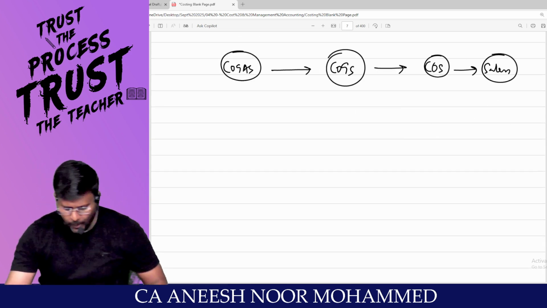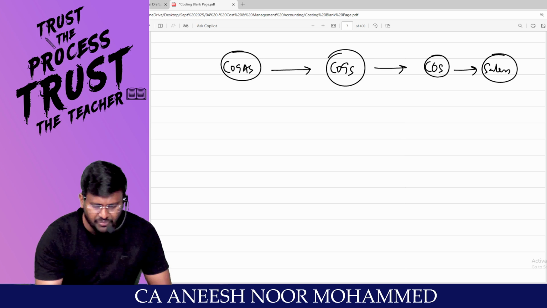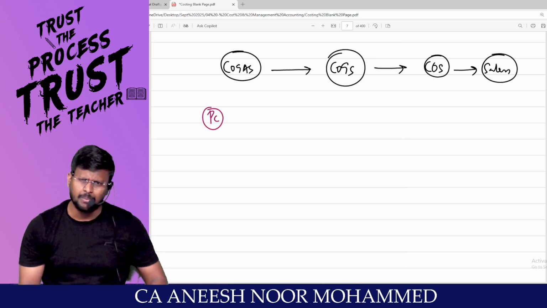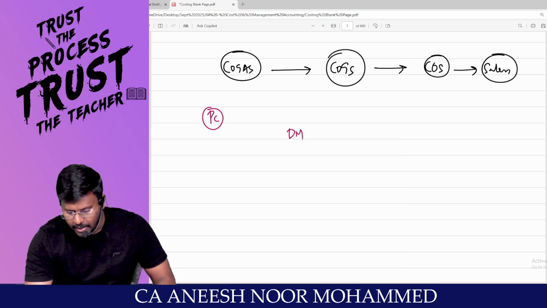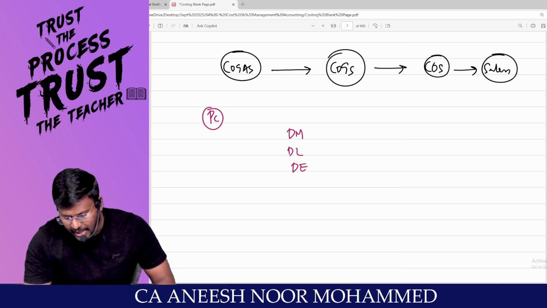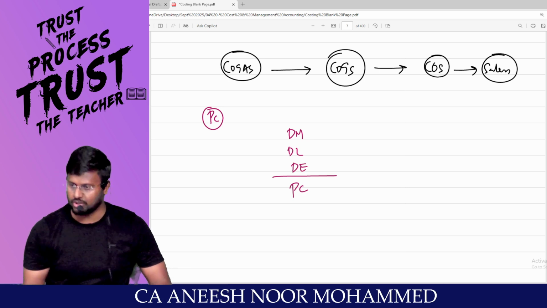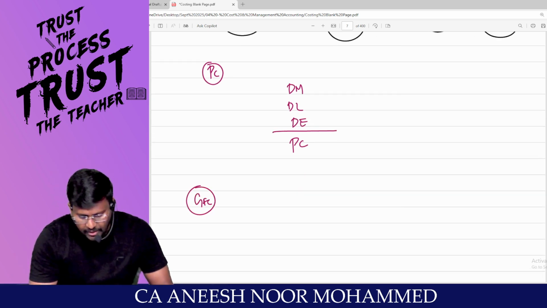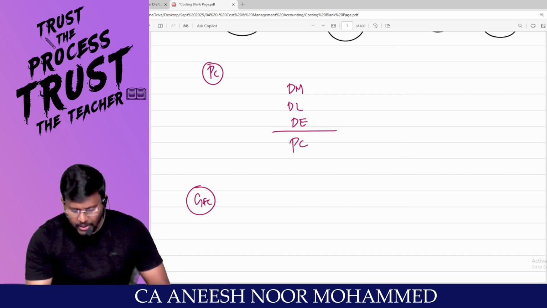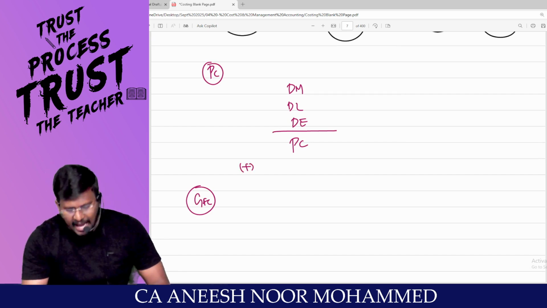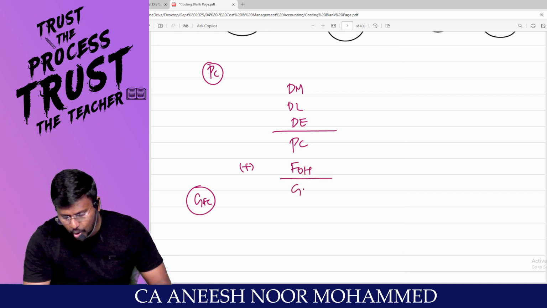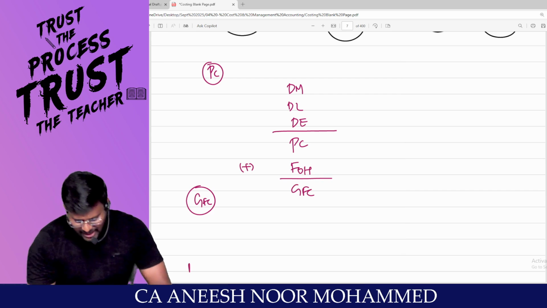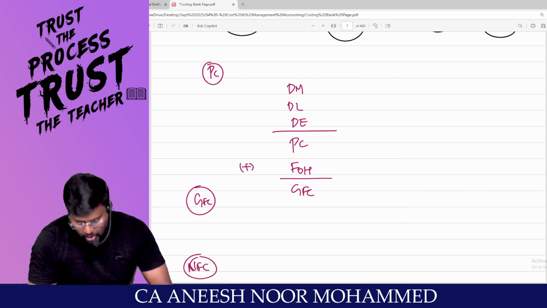So let me ask you a question. The first term in the cost sheet is what cost? Sir, prime cost comprises what all? Direct material, direct labor, direct expenses is called prime cost. What is the second term? Gross factory cost. Correct? To this prime cost, add factory overhead. You will get the gross factory cost. Comfortable? Sir, what is the next term? Net factory cost.